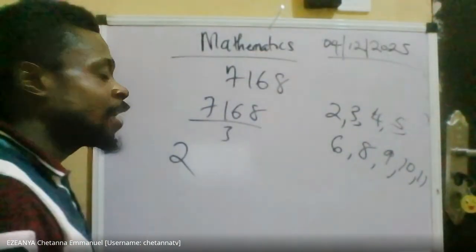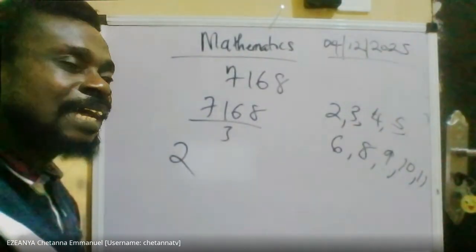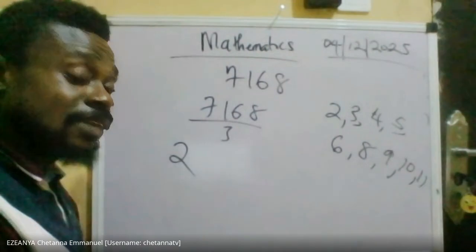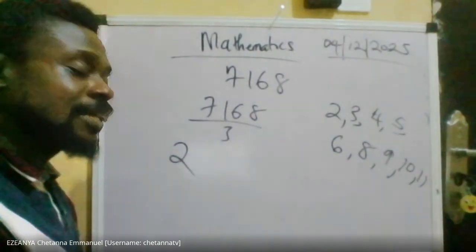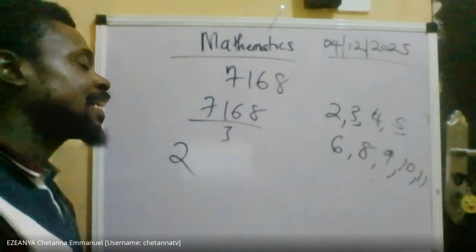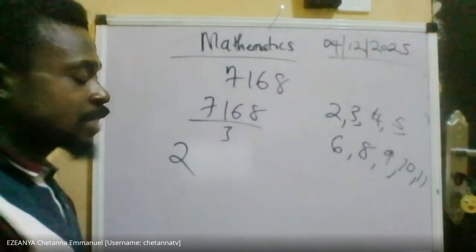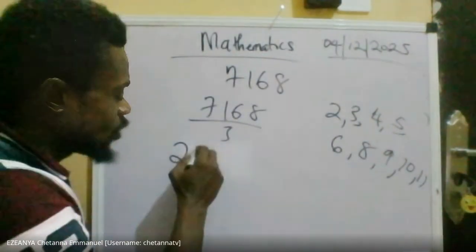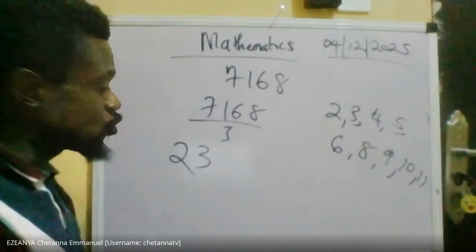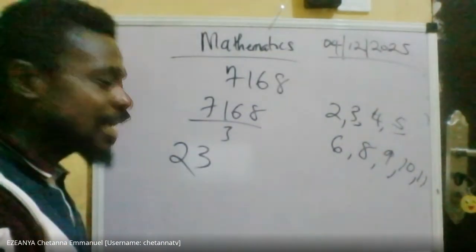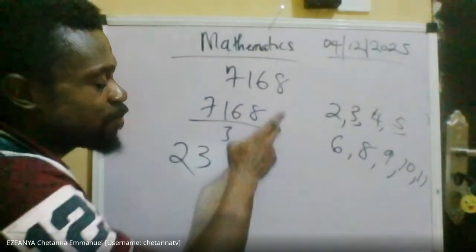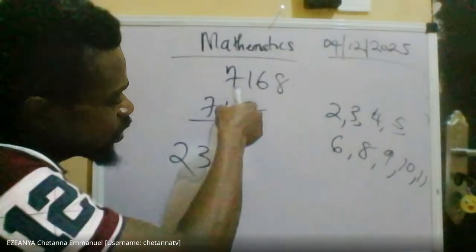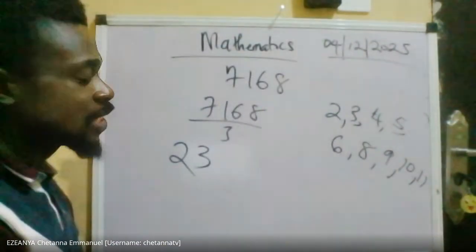You continue dividing. 11 divided by 3. How many 3's can we find inside 11? We can find 3 as a whole number inside 11. 3 times 3 is 9. So 11 minus 9 is 2. So we'll write 3 here. The remainder is 2. You multiply the remainder by the base you are working on. 2 times 10 is 20. You add it to this number here: 20 plus 6 is 26.